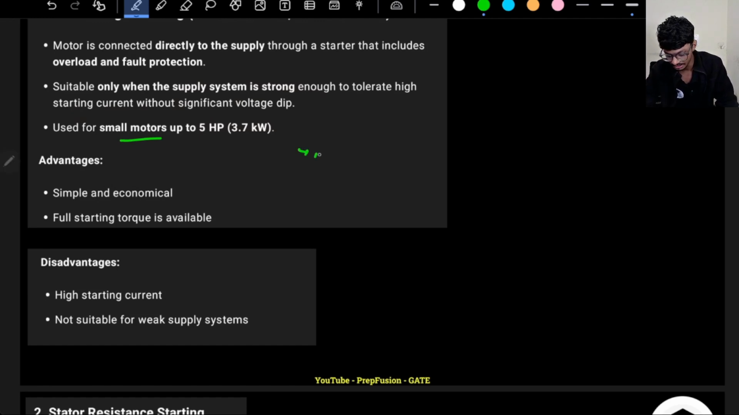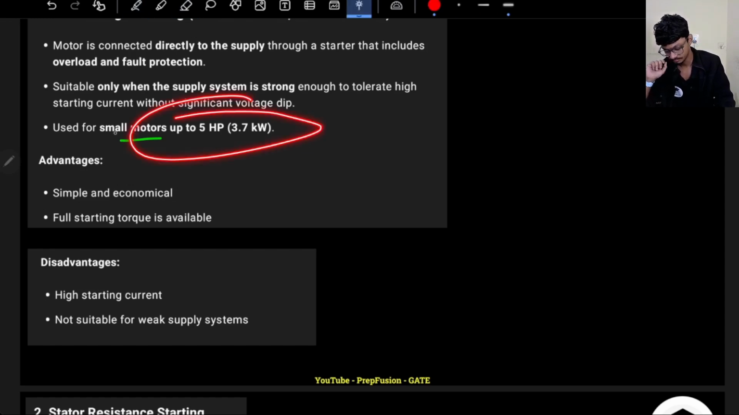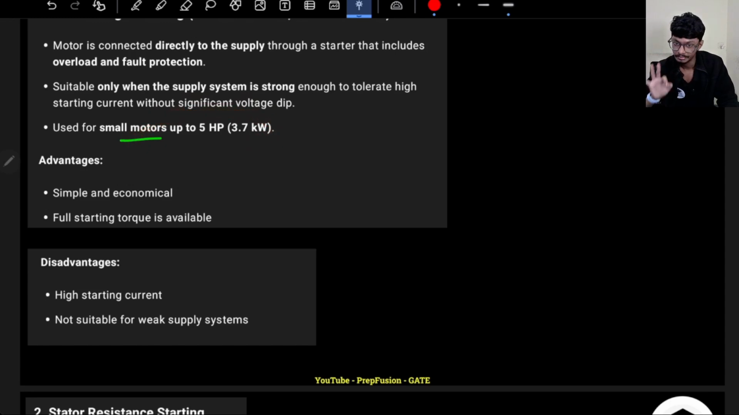So if the rated current is 10 amperes, then the starting current will be 80 amperes. Maybe the supply is able to handle it, right? For lower rating motors we can handle it, but for higher rating motors this will not be enough. We have to use other means, that is reduced voltage starting.